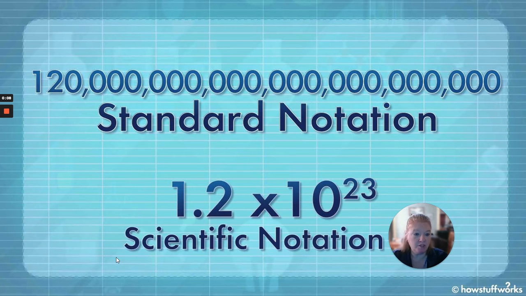So standard notation works for a lot of numbers, but in chemistry, sometimes we work with really large and really small numbers. And then scientific notation makes sense because it's very confusing to try to write 23 or 22 or 21 or 50 zeros. A lot easier to use scientific notation.